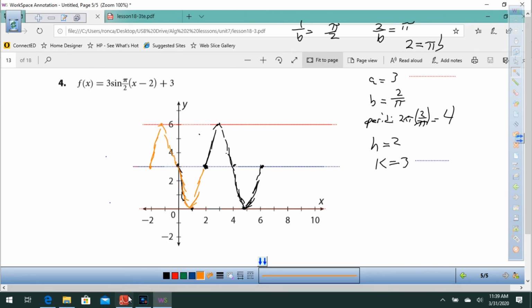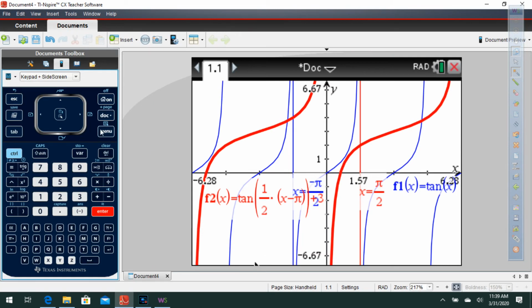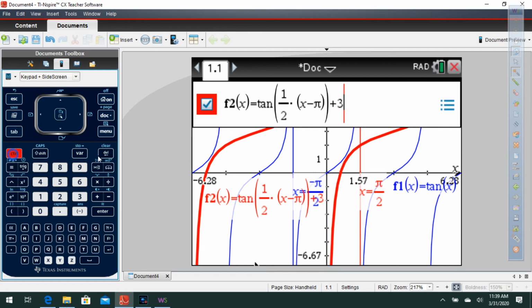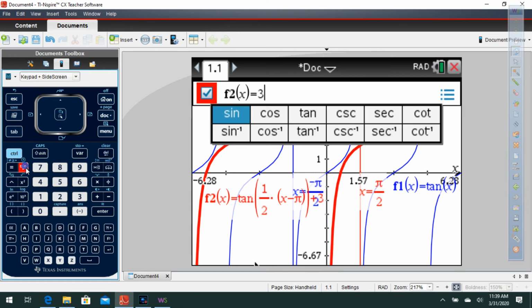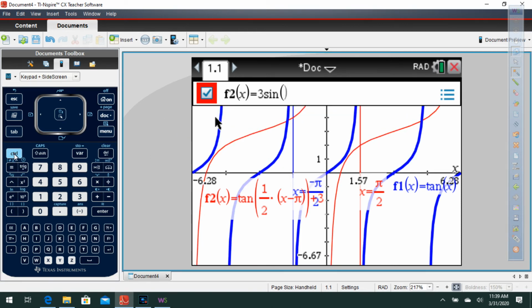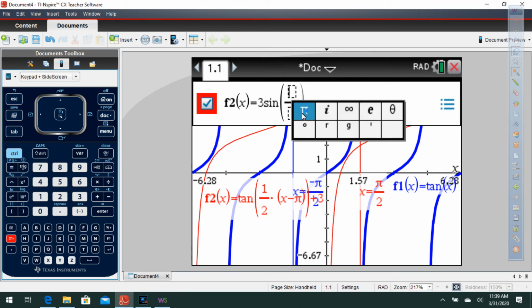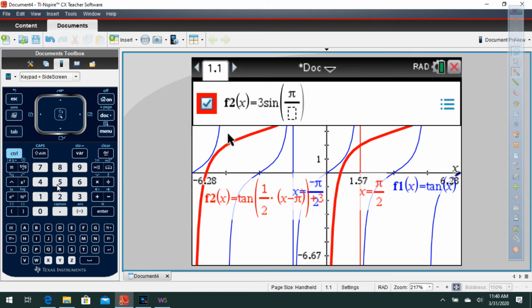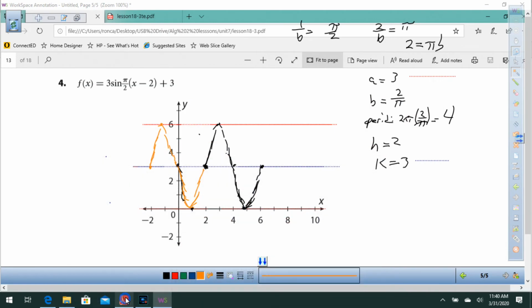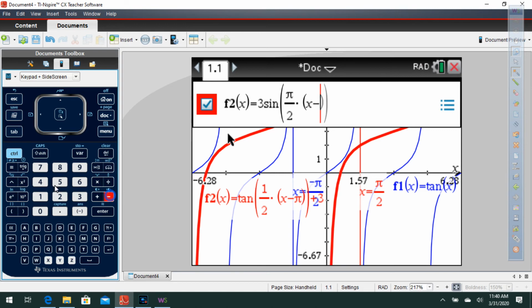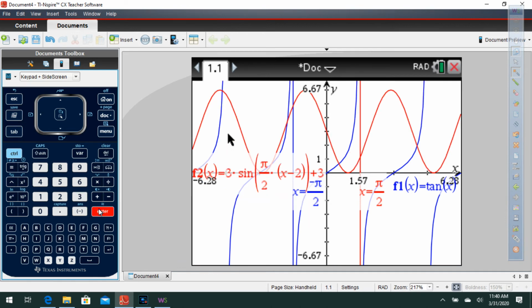All right, so we got 3 sine pi over 2 x minus 2. Three sine pi over 2 times, open parentheses. And what do we got? X minus 2. And then we got plus 3. Aha. Is that looking good?